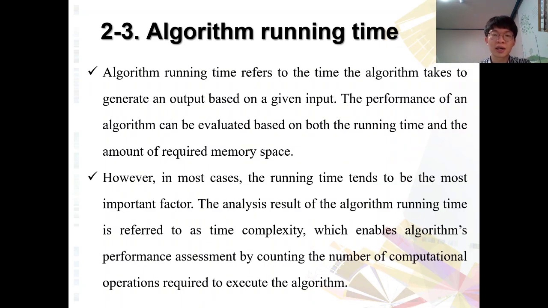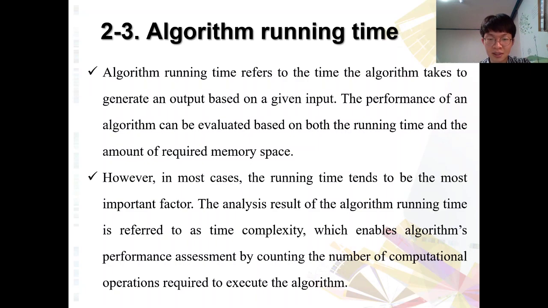Algorithm running time refers to the time the algorithm takes to generate an output based on a given input. The performance of an algorithm can be evaluated based on both the running time and the amount of required memory space. However, in most cases, the running time tends to be the most important factor.